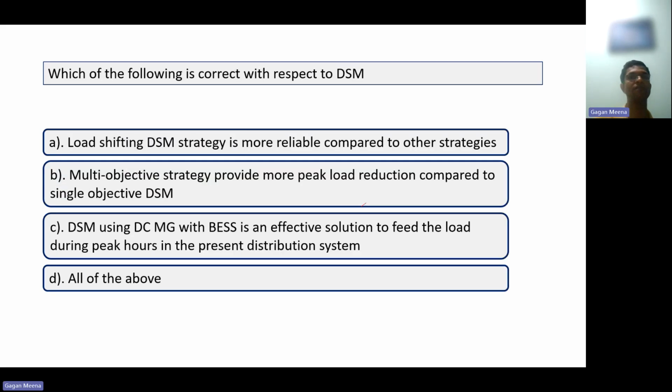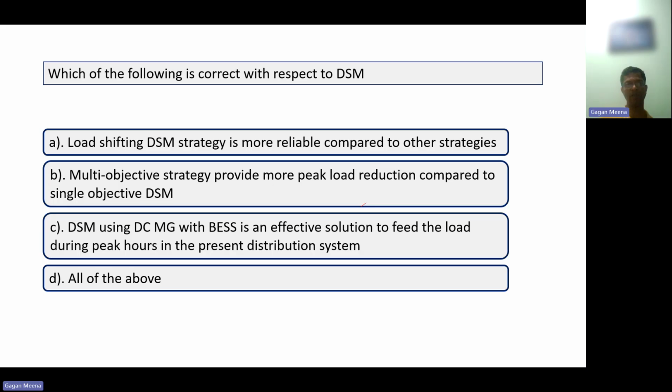Which of the following is not correct with respect to demand side management? Load shifting demand side management strategy is more reliable compared to other. Okay. Multi-objective strategy provides more peak load reduction compared to single objective. Okay. And demand side management using DC market with PLC is an effective solution to feed the load during peak hours in the present distribution system. Yes, that is true. If we use a BESS, then it will store the excess solar generation during the daytime, which can be used to feed the load during the peak hours in the evening.